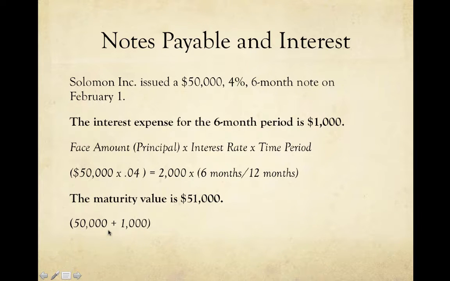Now when you take the $50,000 that's due in 6 months plus the interest that's due in 6 months, and you add those up, that gives you something called the maturity value. So the maturity value is $51,000.